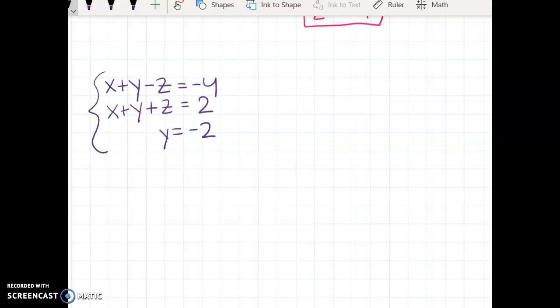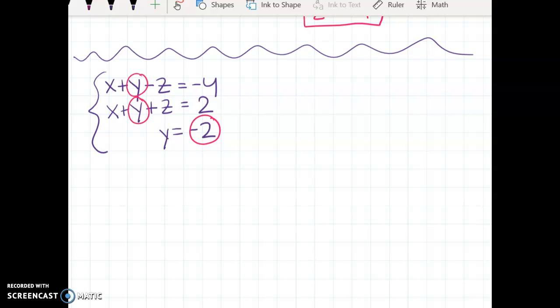So we're starting out with one of the variables, so we already know what y is. And so the best thing to do here is to plug that y in. So I know that y is negative 2, so I'll plug it in here and here. So now I have x plus negative 2 minus z equals negative 4. Add 2 to both sides. X minus z equals negative 2.